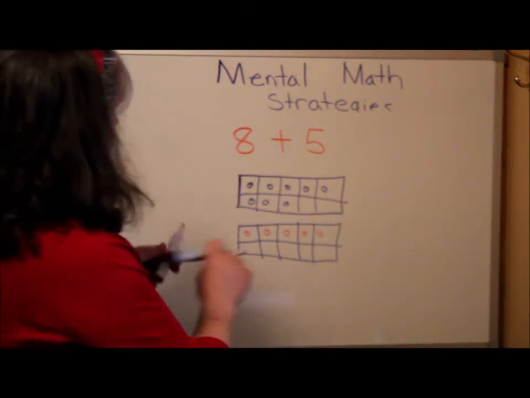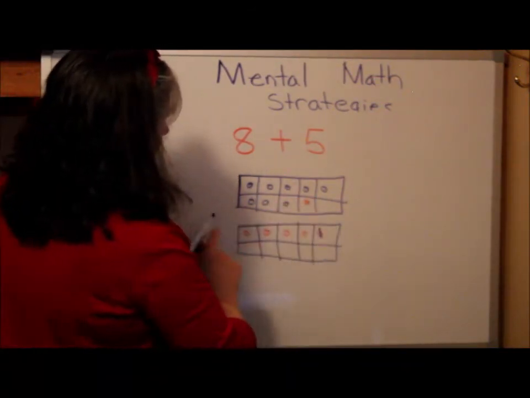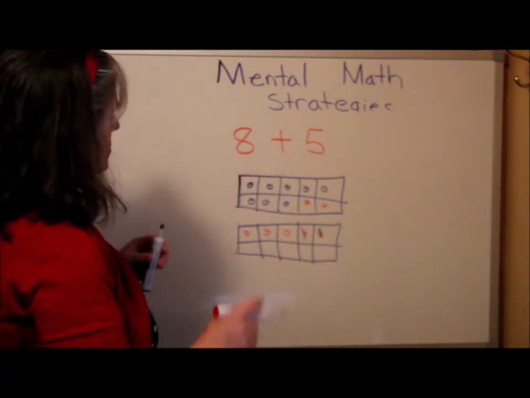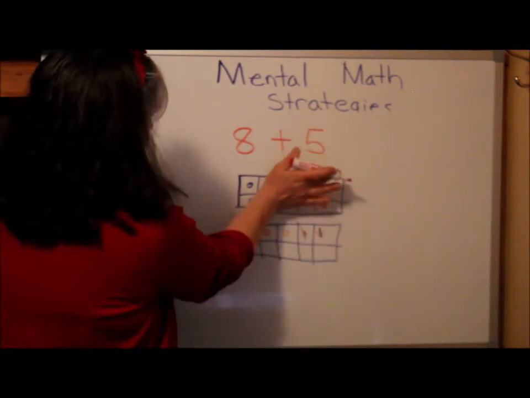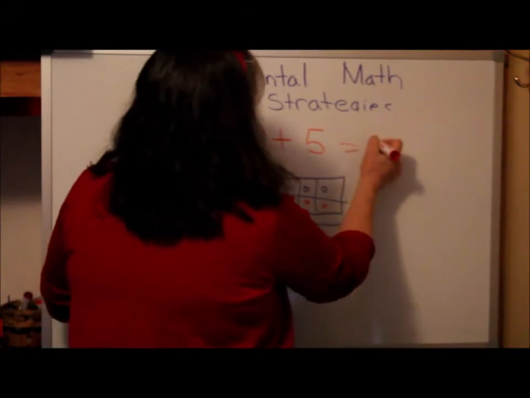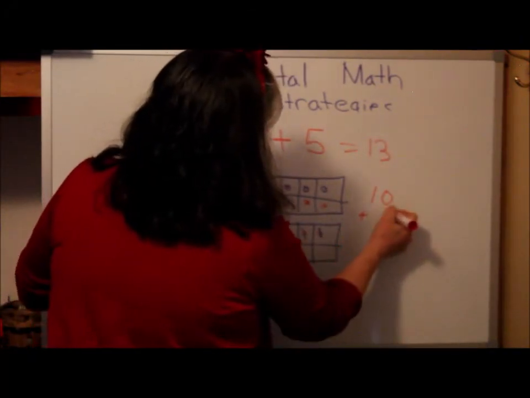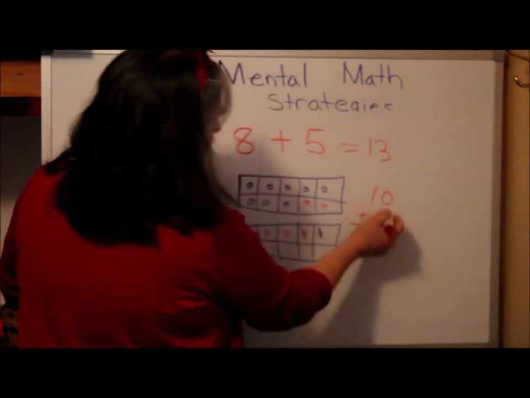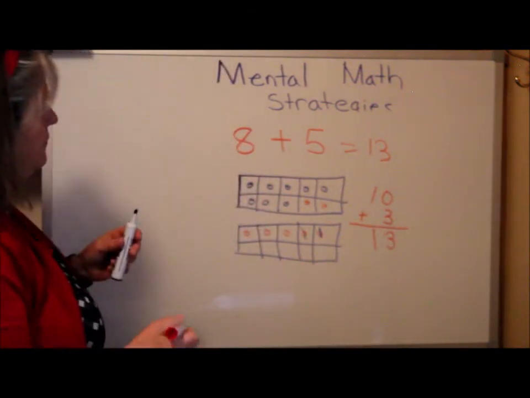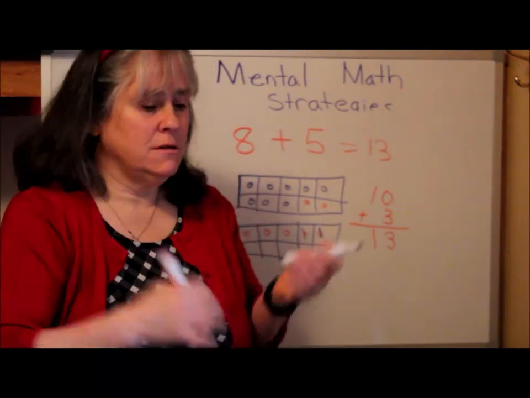I'm going to do the same thing. I'm going to cross out this one and move it up here, and cross out this one and move it up here. Now I know I have 10, 10, 11, 12, 13. And I could do this, 10 plus 3. If I add my 1s, I have a 3, and bring down my 10, 13. That's how we break up numbers to make 10s to solve math.